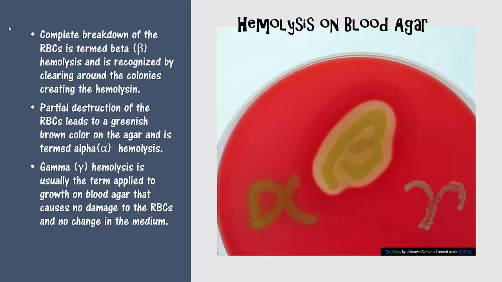Here's an example of hemolysis on blood agar. The complete breakdown of red blood cells is termed beta hemolysis and is recognized by clearing around the colonies, creating the hemolysin. Partial destruction of red blood cells leads to a greenish-brown color and is termed alpha hemolysis. Gamma hemolysis is usually the term applied to growth on blood agar that causes no damage to the red blood cells and no change in the medium.